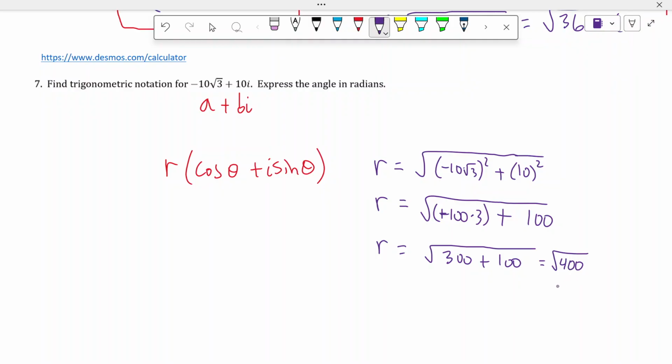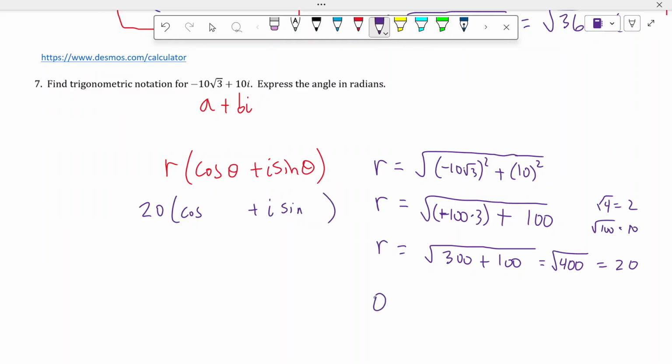I know the square root of 4 is 2, and I know the square root of 100 is 10, so doesn't it make sense that this would just be 20? 20 times 20 is 400. So there's our radius: 20. It's 20 times, and then we just need the angle, because we're going to do the cosine of the angle plus the imaginary part with the sine of the angle. So let's find the angle.